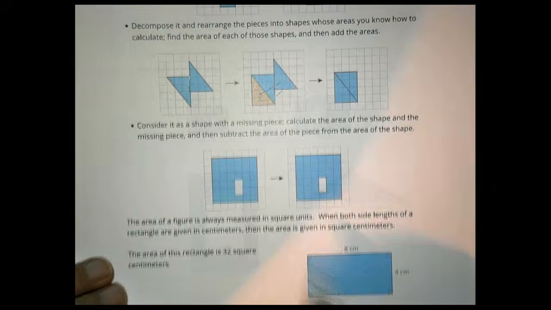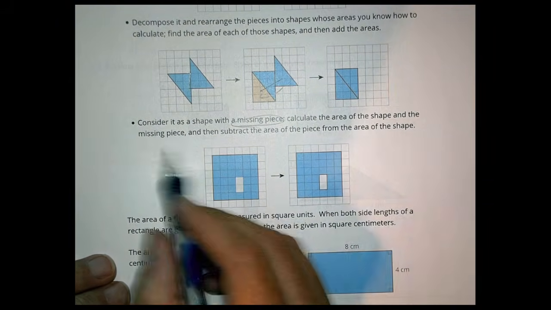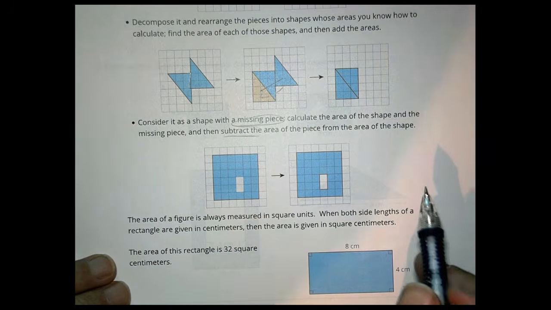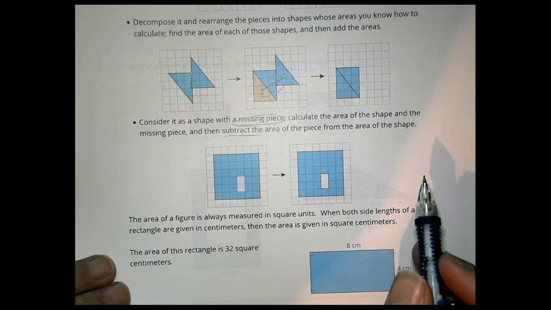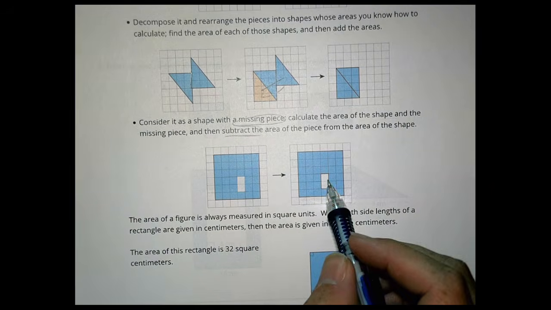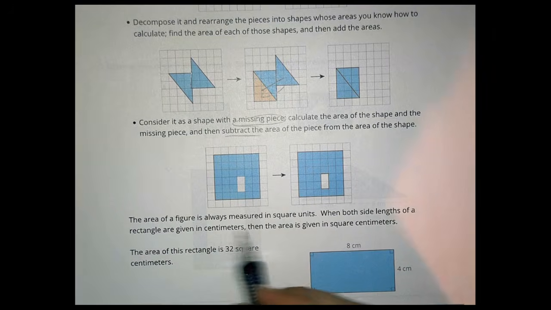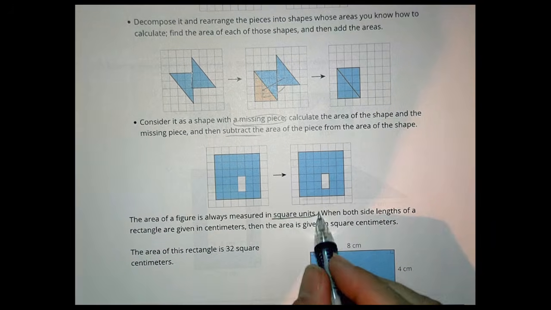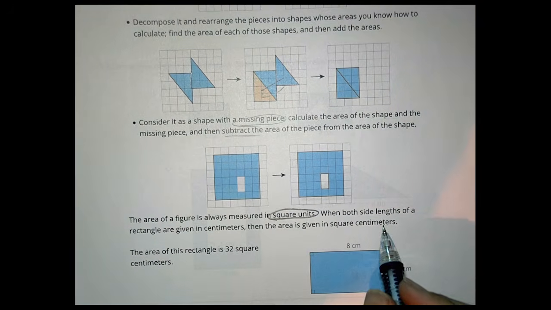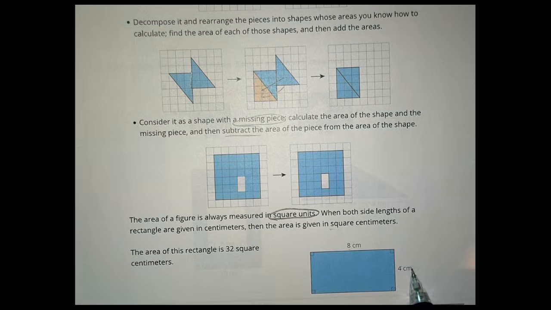We can also consider the shape of the missing piece. Calculate the area of the shape and the missing piece, then subtract the area of the piece from the area of the shape, which is what we did in the previous problem. So we figure out what we know and figure out, well, what are we missing, and let's subtract that. The area of a figure is always measured in square units. When both side lengths of a rectangle are given in centimeters, then the area is given in square centimeters. So this is 8 times 4 is 32, but it's in centimeters, we'd say square centimeters.